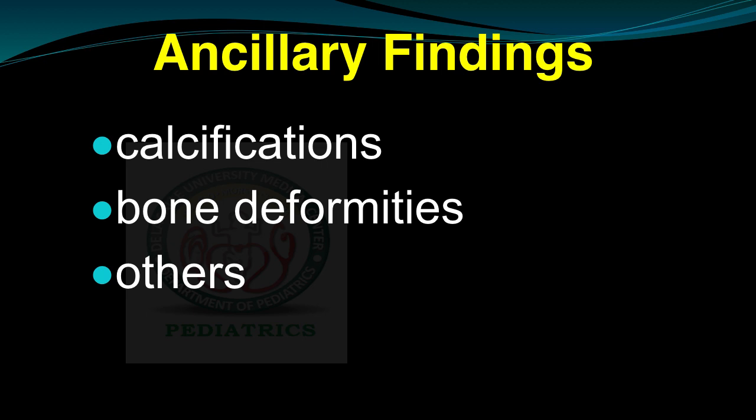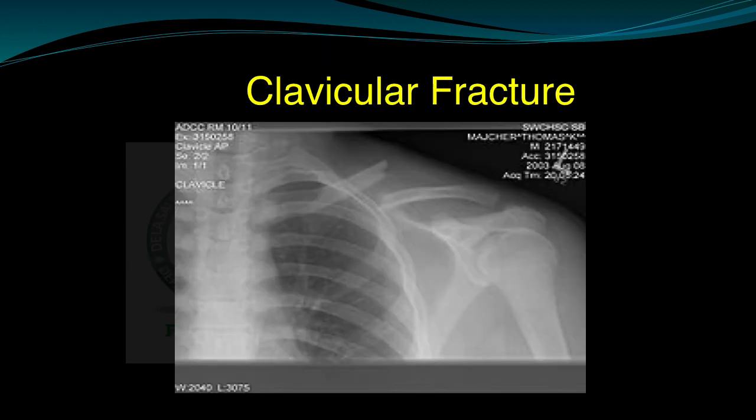Let's go now to ancillary findings. When taking a look at the chest X-ray, you have to note for calcifications, bone deformities, and others. Now, take note that the left clavicle of this X-ray film is fractured, and always remember that the most common fracture in children is clavicular fracture.